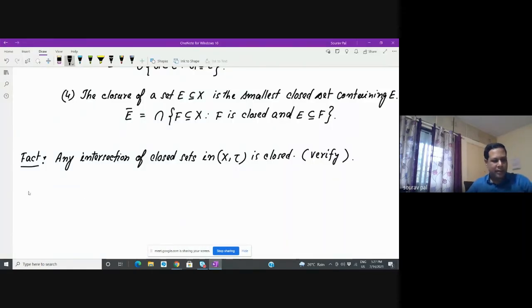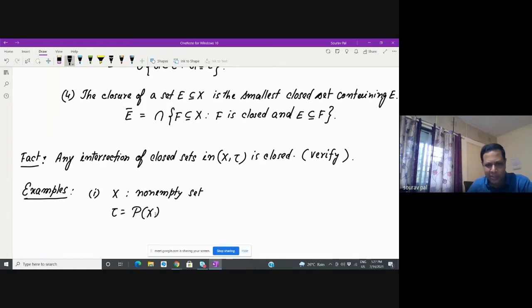Anyway, let us see some basic examples, so that you get the things very clear. Say X is any non-empty set, and you choose tau to be its power set, the collection of all subsets of X. Then one can easily verify that this is a topological space.